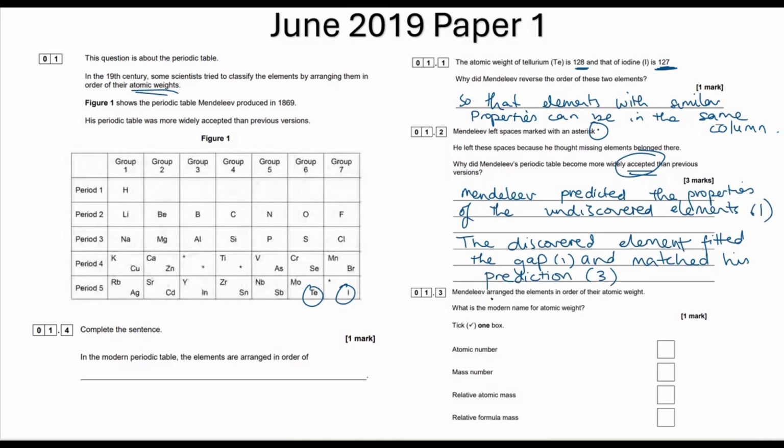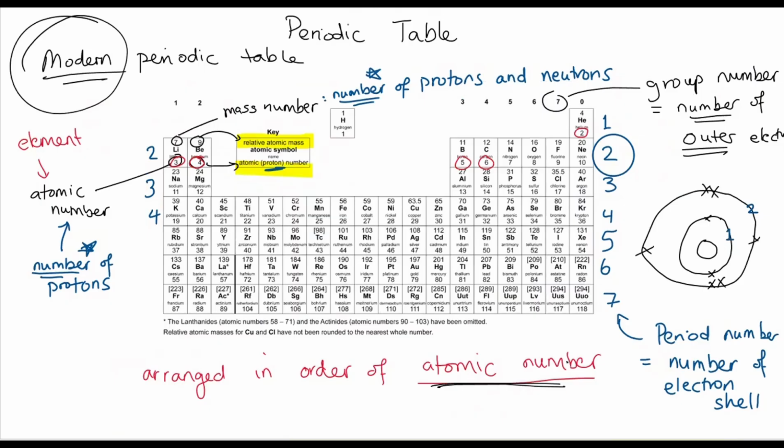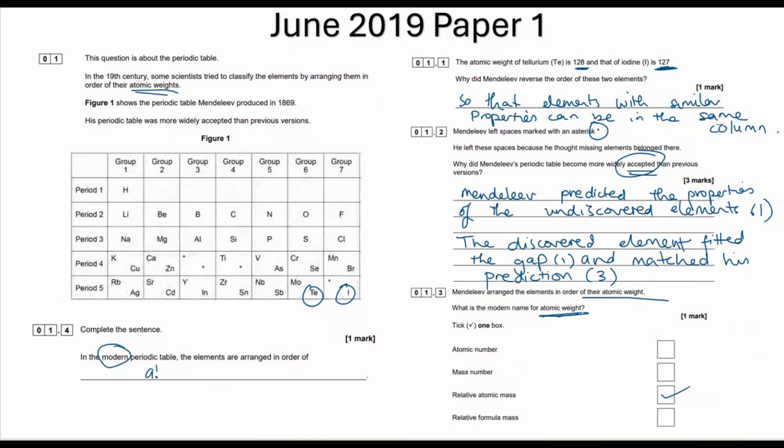Right? Mendeleev arranged the elements in order of atomic weights. What's the modern name for atomic weights? We had a look at this in our lesson as well. Atomic weight is the relative atomic mass. In the modern periodic table, what are the elements arranged in? In the modern periodic table, we know that it's arranged in order of atomic number. So that would be atomic number.